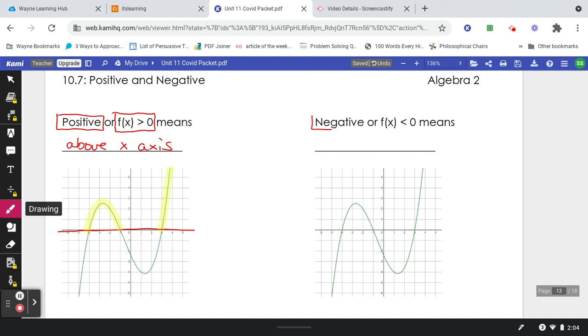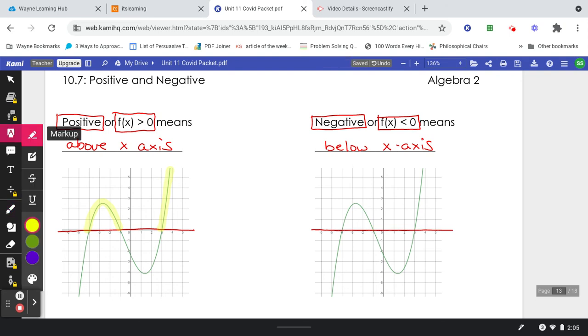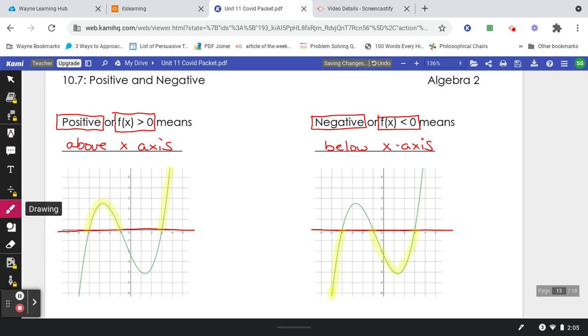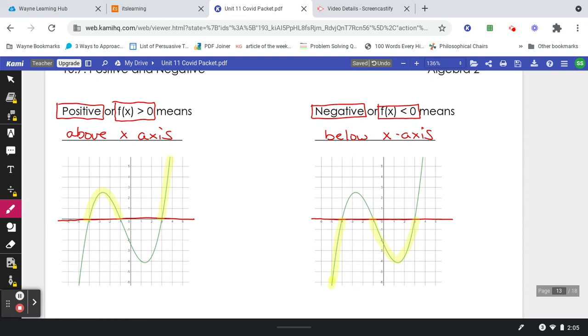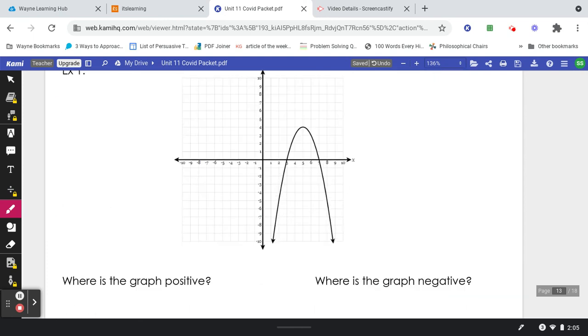And then negative, or f of x is less than 0, means it's going to be below the x-axis. Here's the x-axis, and the part that would be below would be this little chunk right here, and that little piece right there. And we're going to name these in intervals just like we did before, from here to here, from here to here. All right, so let's look at our first example.